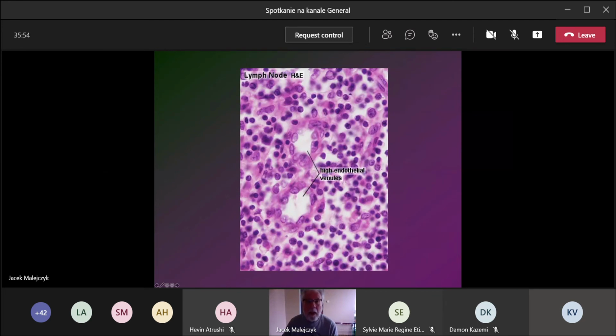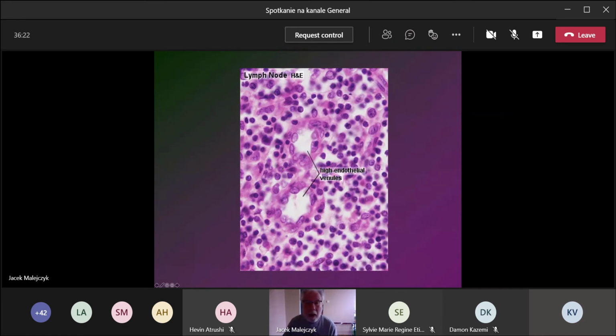Well, so this is another beautiful picture of these vessels. In the lymph node, these vessels are characterized. They are a little bit different from normal capillaries. They are considered as being post-capillary vessels, which are characterized by high endothelial cells. High means that they are at least cuboid, or sometimes even higher than cuboid.